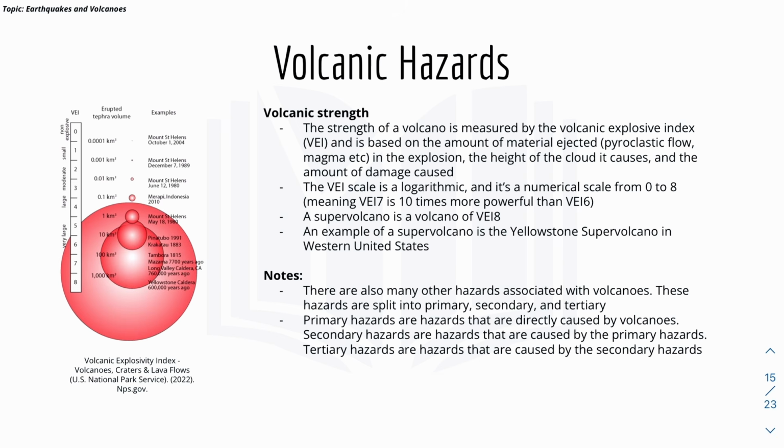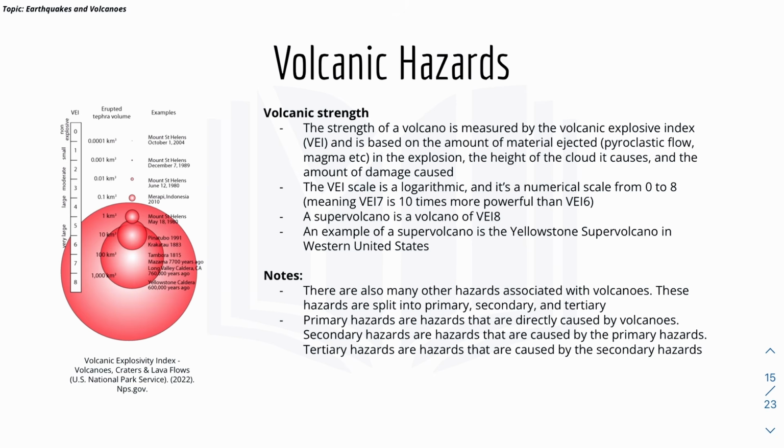And here we have volcanic hazards, so we have different volcanic strength. The strength of a volcano is measured by the Volcanic Explosivity Index, or VEI, and it's based on the amount of material ejected. For example, this could include the pyroclastic flow and the magma, which we'll look more into later, as well as the height of the cloud it causes and the amount of damage it causes. And just like the Richter scale, the VEI scale is logarithmic, and it's a numerical scale between 0 to 8. And here we can see an example of a supervolcano.